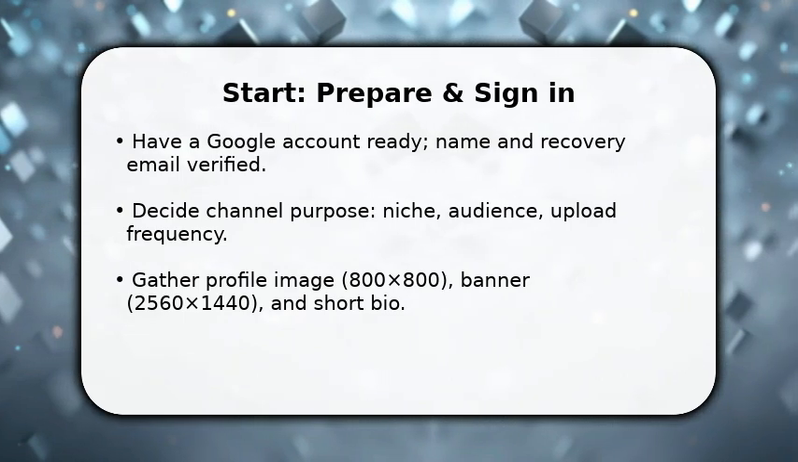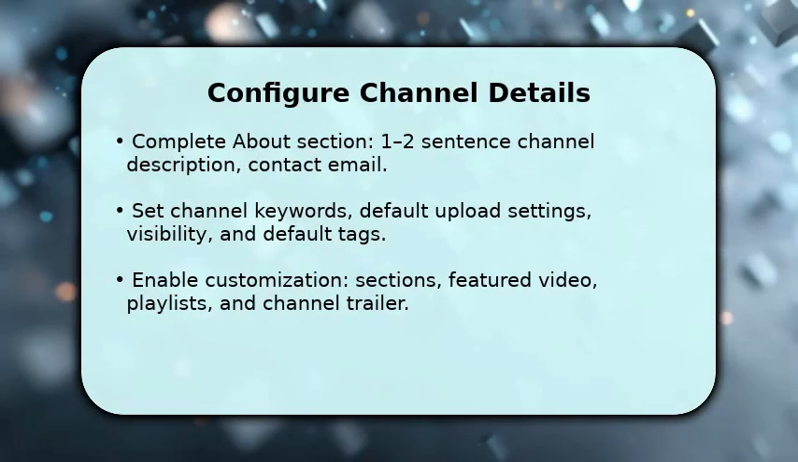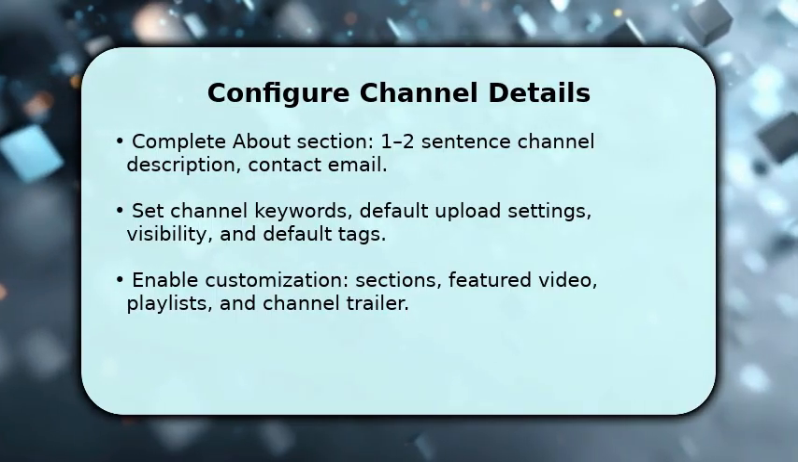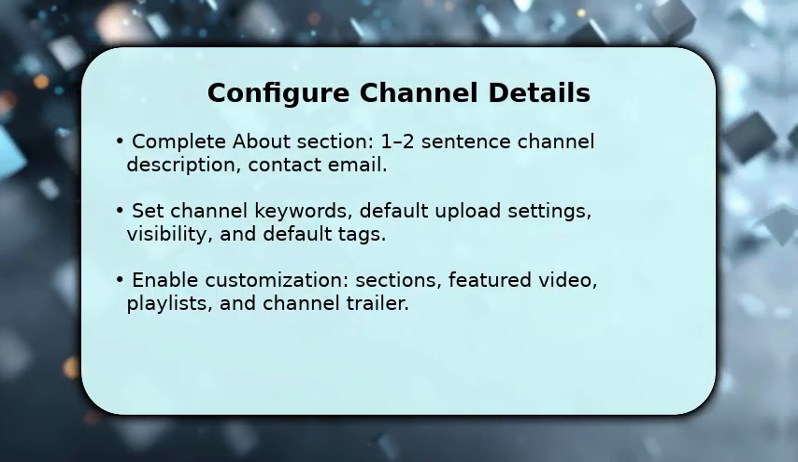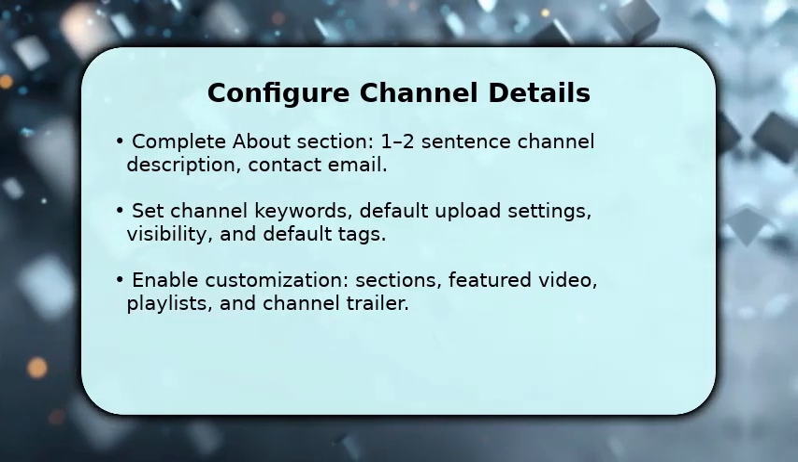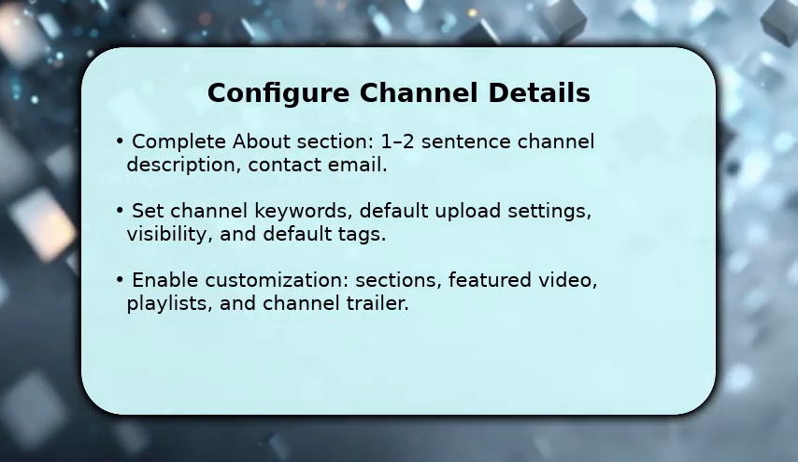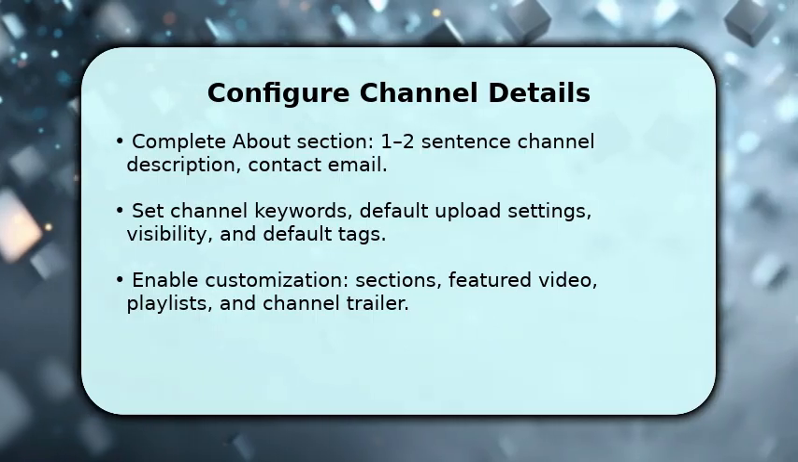Once the channel exists, go to YouTube Studio and fill in channel details. Write a concise about that explains what viewers get and include a contact email for business. Next, add channel keywords and default upload settings to speed future uploads and set privacy defaults for uploads.